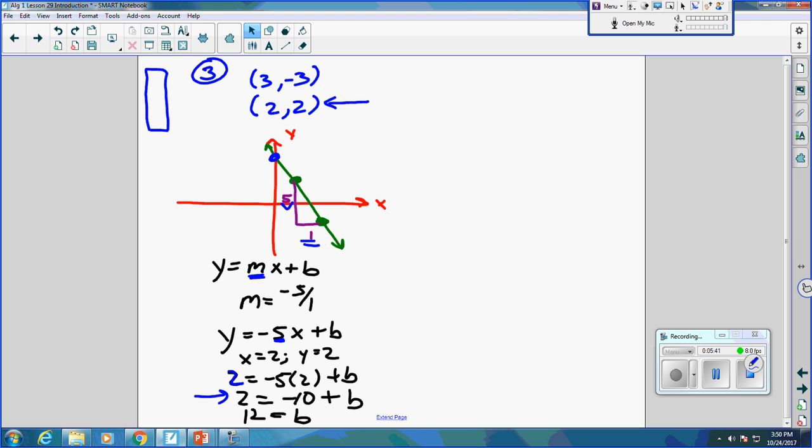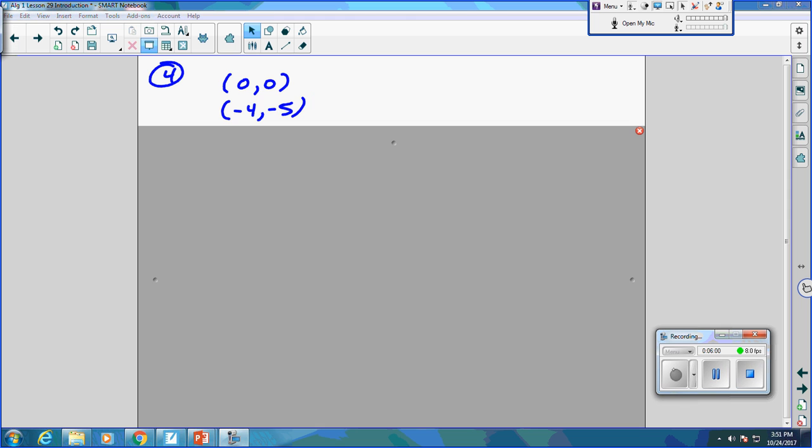When I look up on my graph, that kind of makes sense to me. Because if this is down here at +2, it's just way up there. And again, not to scale, but it makes sense. So we simply write the equation, y equals -5x plus 12. All right, on to number 4.